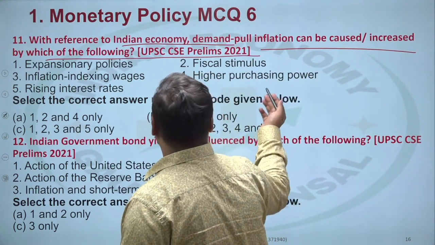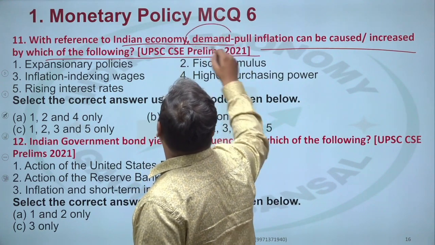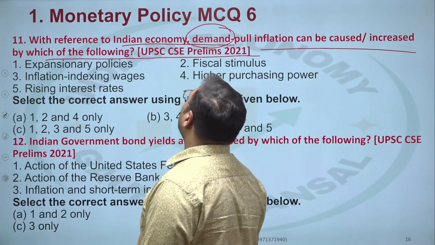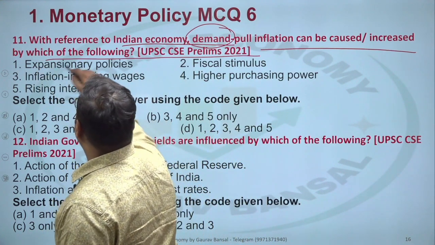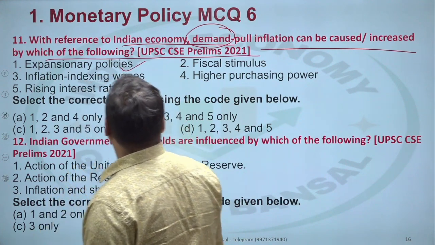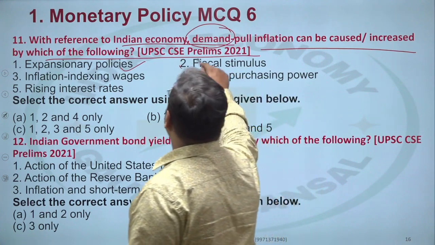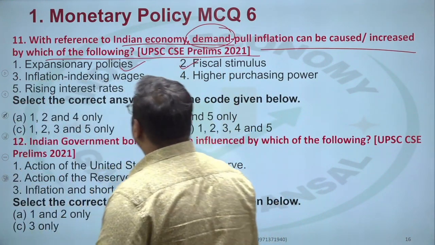Demand pull inflation can be caused by any policy which increases demand simply. And what increases demand? When money supply increases, interest rate goes down. Expansionary policy increases demand. This is correct. Second, fiscal stimulus. This is also similar to expansionary policy. By this also you increase the demand.